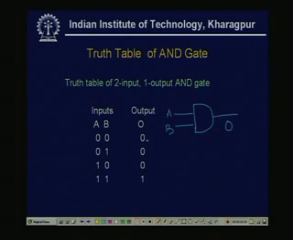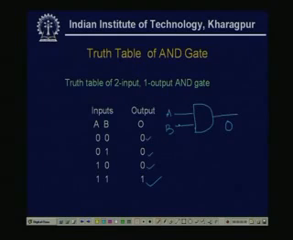So, this is the first value. Now, if A is 0, but B is 1, that means remember that one switch is disconnected, and in this case again the output will be 0. Similar thing happens for the third case, and only the output will be 1 when both the inputs are 1, means both the switches are connected.